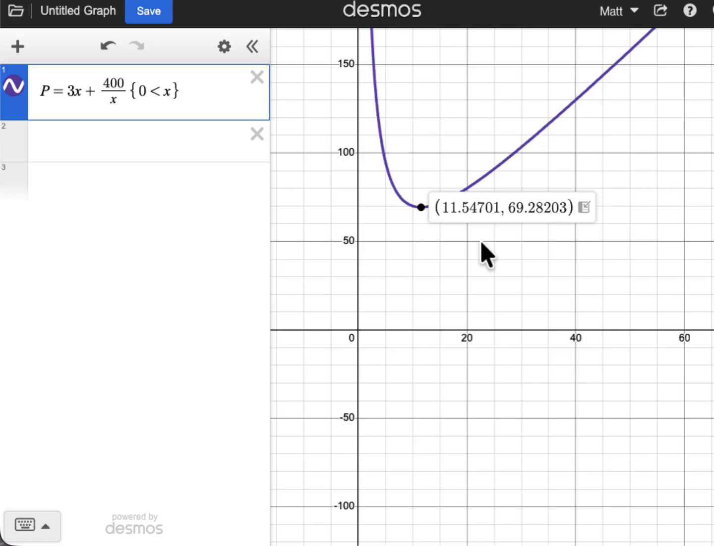Now the first coordinate is the x value that we found, 20 over rad 3, which is about 11.547. The second coordinate is a perimeter coordinate because the equation we're graphing is perimeter against x. Vertical axis represents perimeter values, and the horizontal axis represents x values. So the second coordinate we're seeing here is the minimum perimeter value, 69.282 approximately.